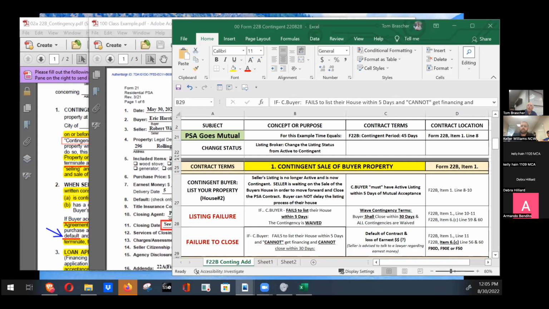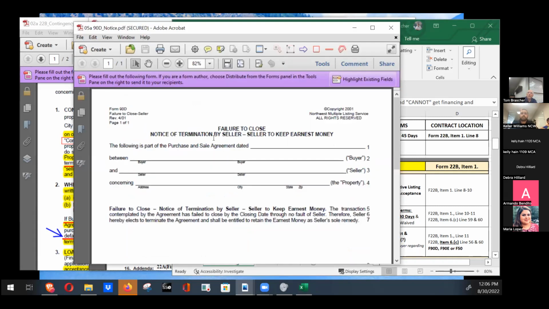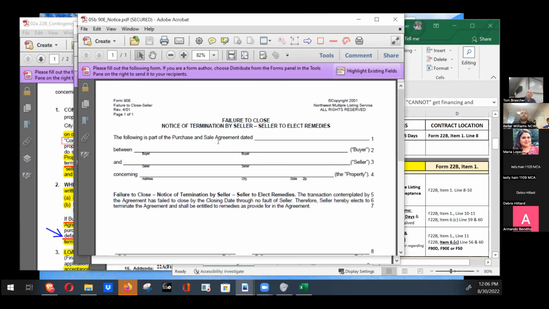So if I pull up a failure to close, notice of termination by seller and then seller to keep the earnest money, that's if they check that box. Okay. If they check the box for electing remedy, then there's a specific form for this: notice of termination by a seller to elect remedies. So depending on which box, there's a specific form for it. As a broker, if we don't pick the right form and use it in the situation, all of a sudden we're breaching our duties as a lawyer.